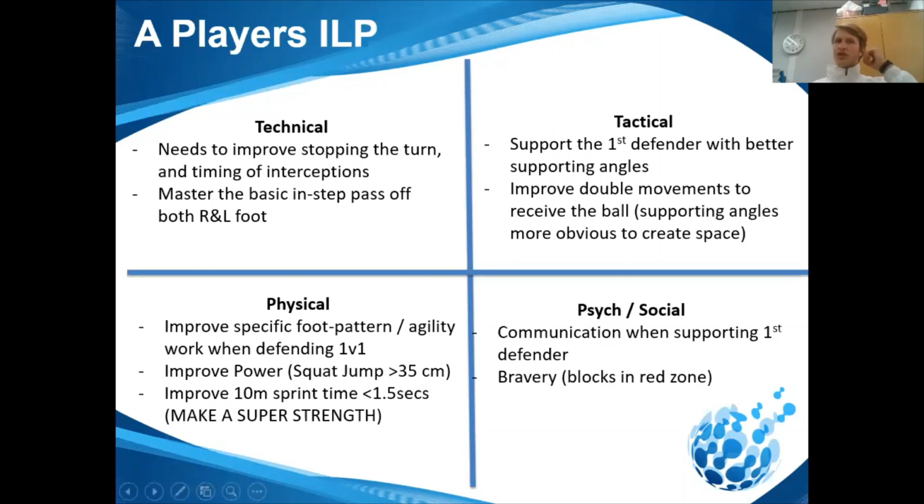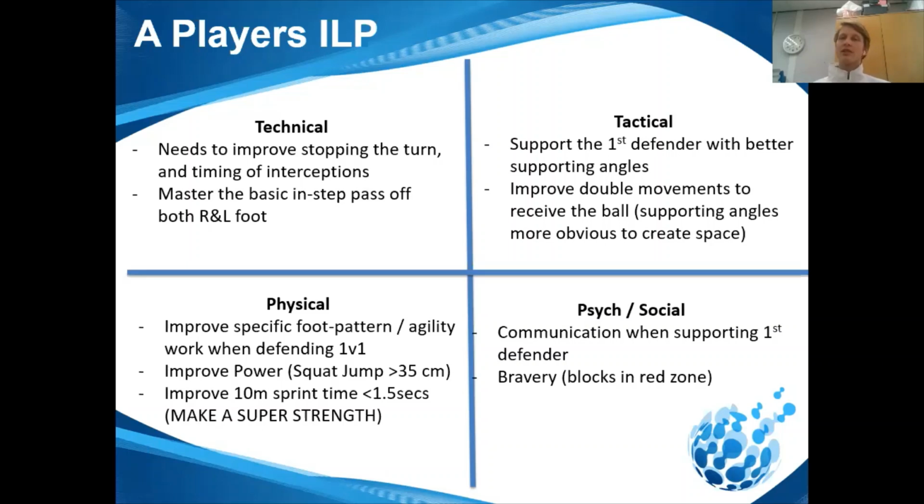So looking at the cornerback again, but talking about a specific player, no one in mind, but just something I put together. So I've put technical: needs to improve stopping the turn and timing of interceptions, and needs to master the basic instep pass, both right and left. So you can see this person's probably at a fairly beginner level of a fullback cornerback. So their main thing is to be able to improve stopping the turn and defending 1v1, and their timing of interceptions and the basic instep pass.